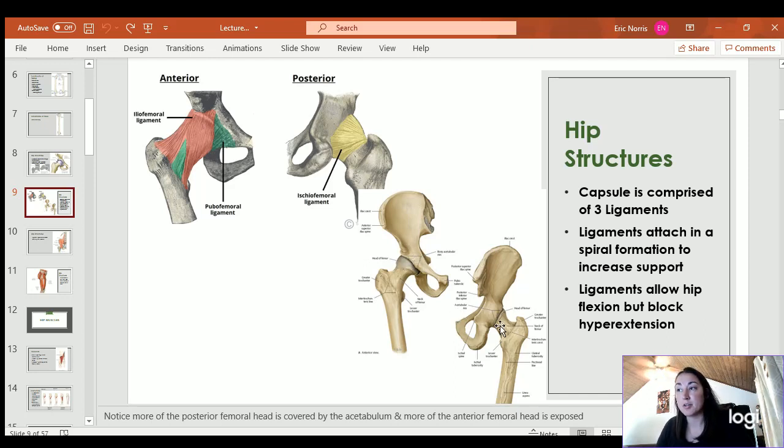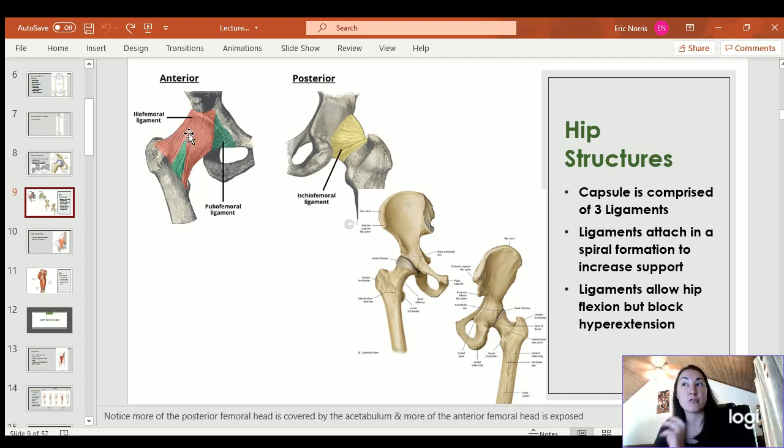Versus the posterior hip, almost all of the femoral head is covered by bone, by the bony acetabulum. So you need less capsule in the back than you do in the front. But that also means that the back typically is a little more tight. The front is typically a little more loose.